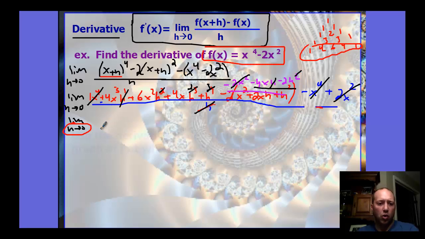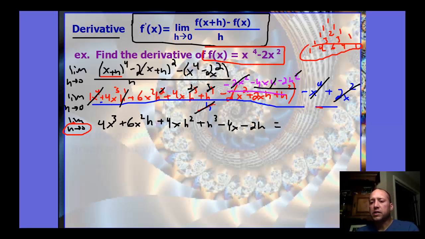So we can write what's left over here, and we get 4x cubed plus 6x squared h plus 4x h squared plus h cubed minus 4x minus 2h.